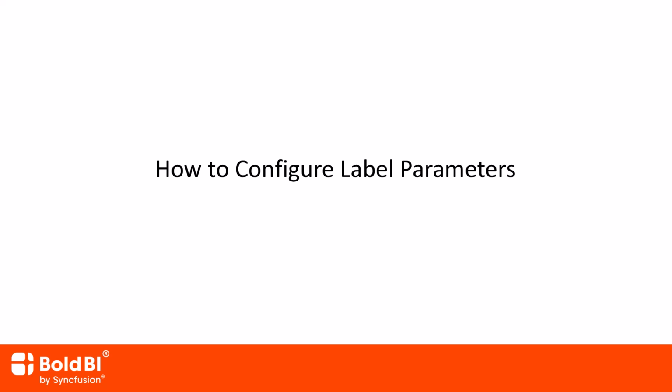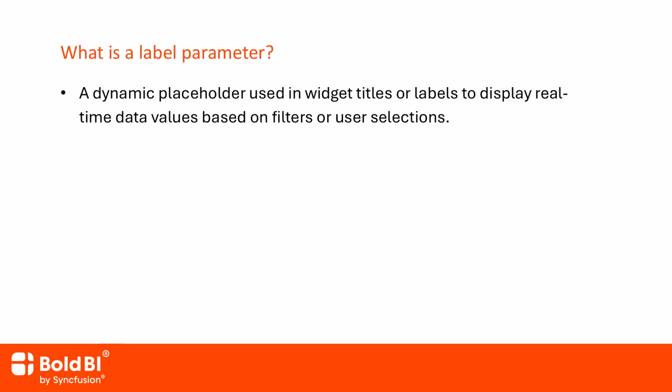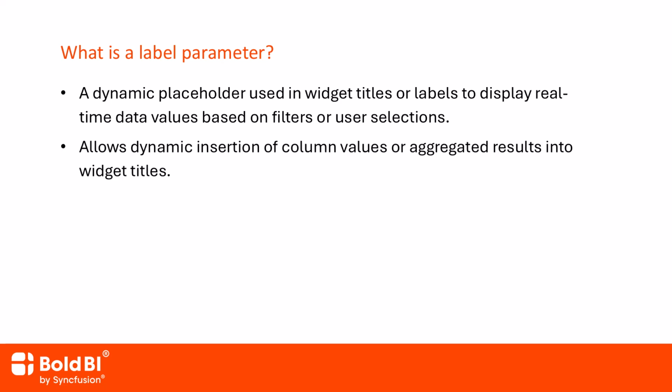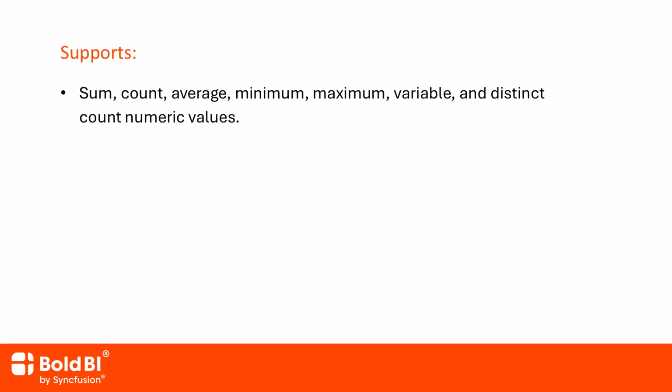In this tutorial, you'll learn about the configuration of label parameters to seamlessly display your data dynamically based on your filter. This enhances the user experience and reduces the time required to gain valuable insights for your business. A label parameter is a dynamic placeholder used in widget titles or labels to display real-time data values based on filters or user selections. It allows you to dynamically insert column values or aggregated results into widget titles.